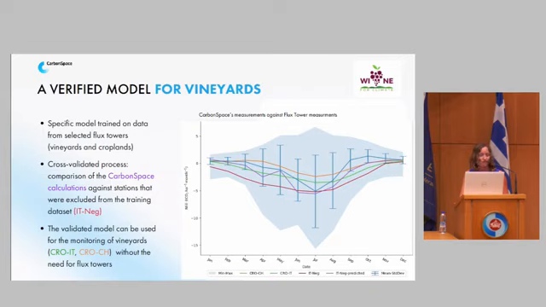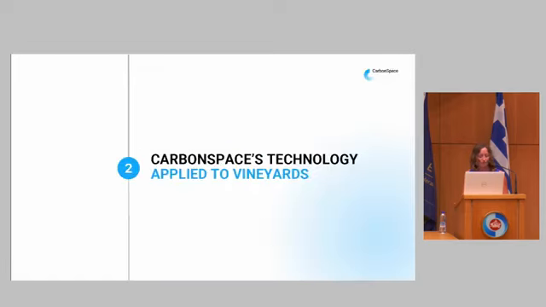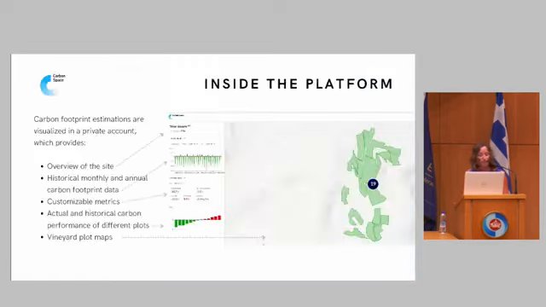Now I would like to share a few examples on how the technology can be applied to vineyards, a few examples of use cases. What you can see on my screen is our platform. Any wine grower can have access to our platform, in which the maps are uploaded, and for each plot you can see precisely for each year, for each month, if the plot has been emitting carbon or taking carbon.